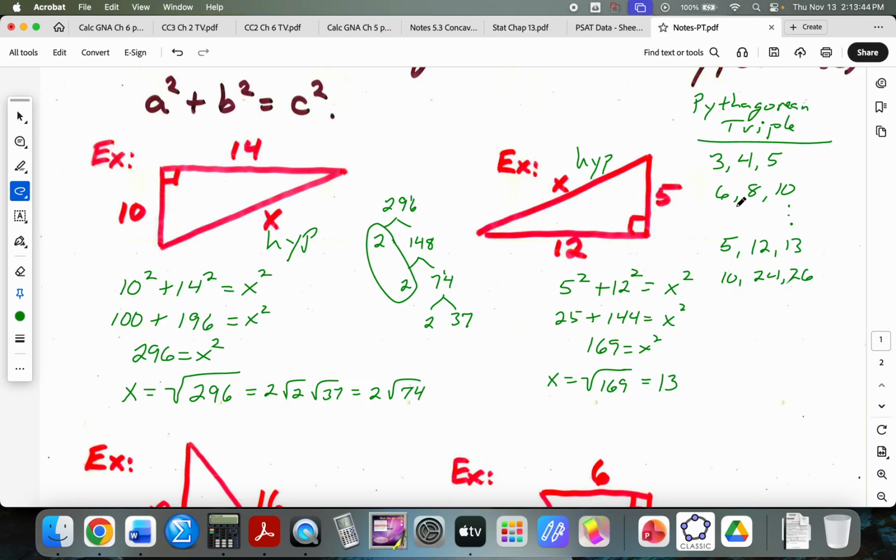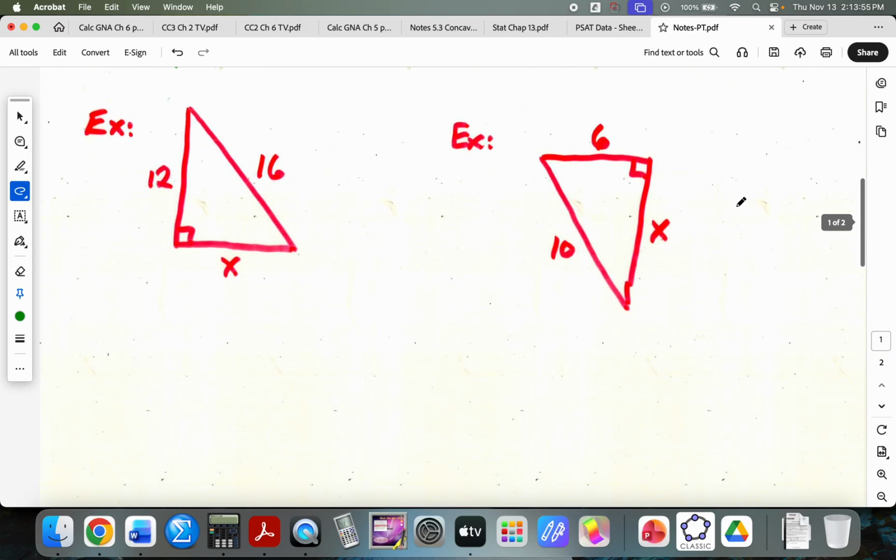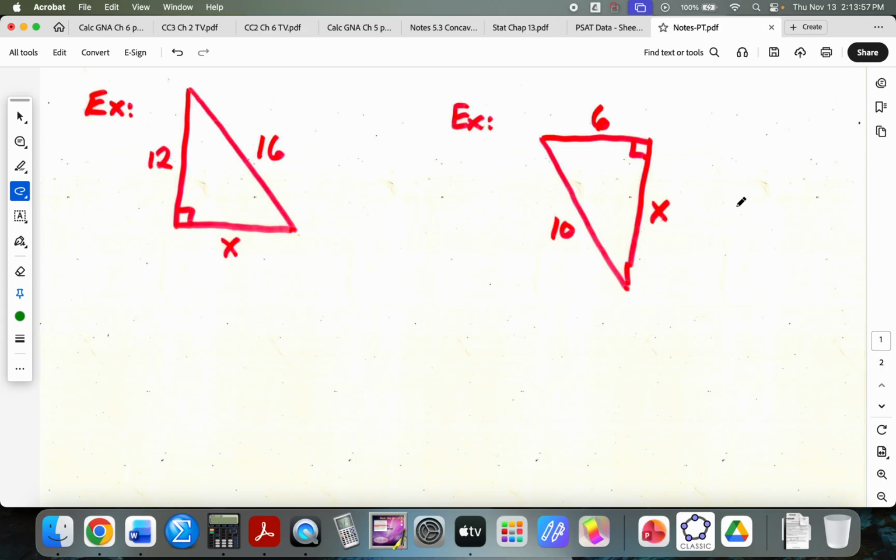Okay? So 3, 4, 5, 5, 12, 13. You should memorize those. It just makes life easier. All right. Now, on these, the hypotenuse is a number instead of being the variable. So we'll take the 2 legs, 12 and x, square them and add them together. And that'll be equal to 16 squared.